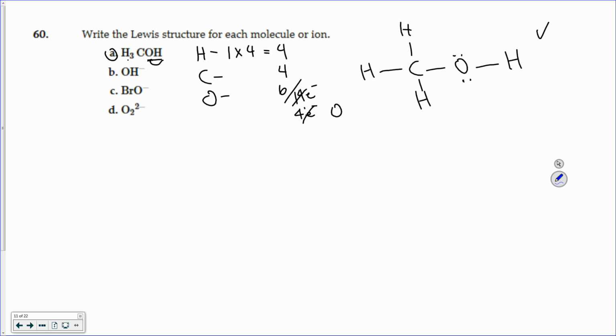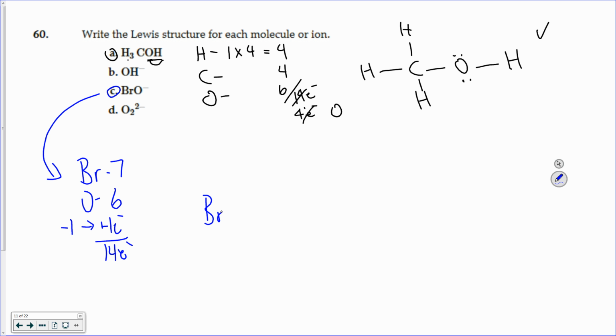All right, let's do BrO. So bromine has 7, oxygen has 6. The fact that it's a -1 charge means that it has 1 more electron. So it also has 14 electrons around it. All right, just 2 atoms. They're somehow connected to each other.